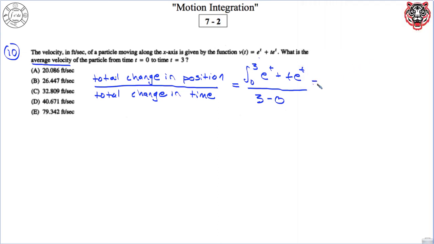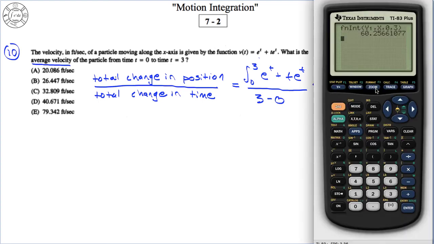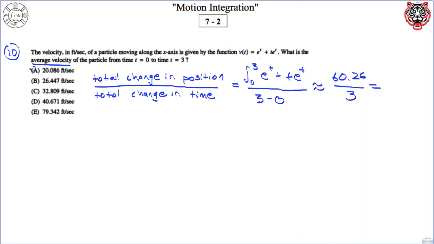So this is going to equal, I shouldn't say equal, it is approximately 60.26 divided by 3, and I'm just going to divide that by 3, and we get 20.086, and that's what our answer is for A. That is 20.086.